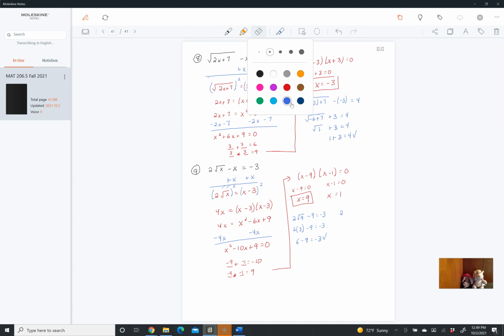Now we're going to do the same thing for the positive 1. 2 times the square root of 1 minus 1 is equal to negative 3. 2 times 1 minus 1 equals negative 3. 2 minus 1 is not equal to negative 3. This is not a solution. This is extraneous.